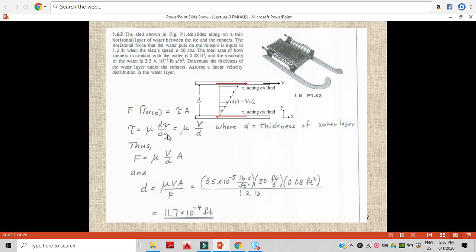Okay, so the distance between the runner and the ice is D, that we have to find out. The maximum distance is D, and the velocity is V. So tau is equal to mu V by D. If we know the tau, we can easily find out the value of D.